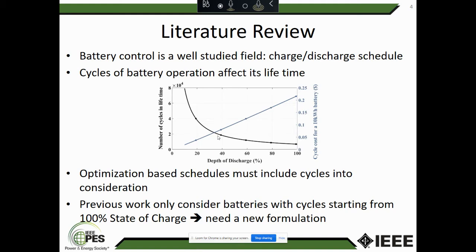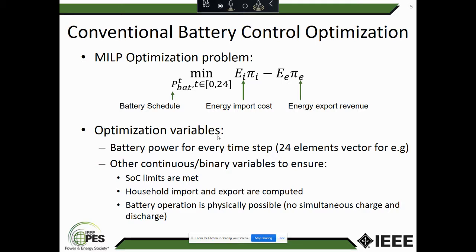So this kind of operation requires an algorithm that considers the battery lifespan, including cycles that do not start at 100% of state of charge. And as I mentioned previously, we want to have a linear programming formulation in order to have something that will be solved quite quickly.